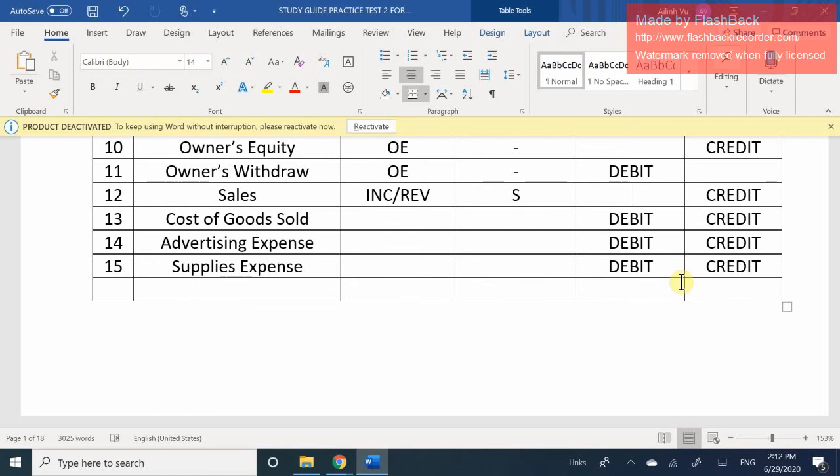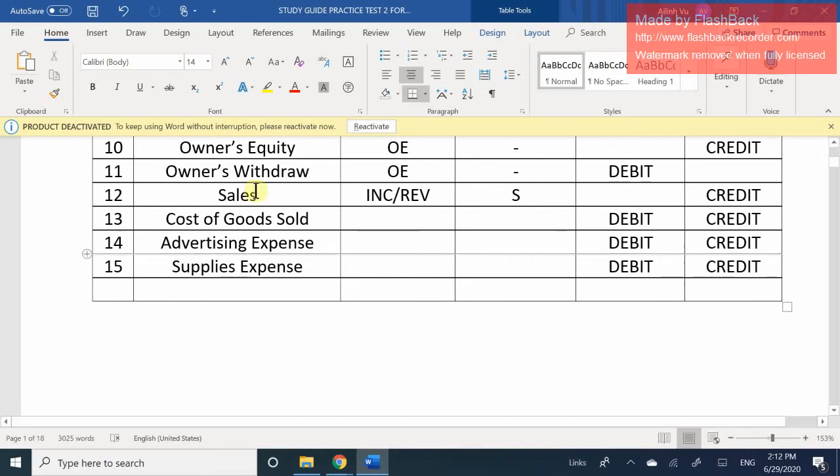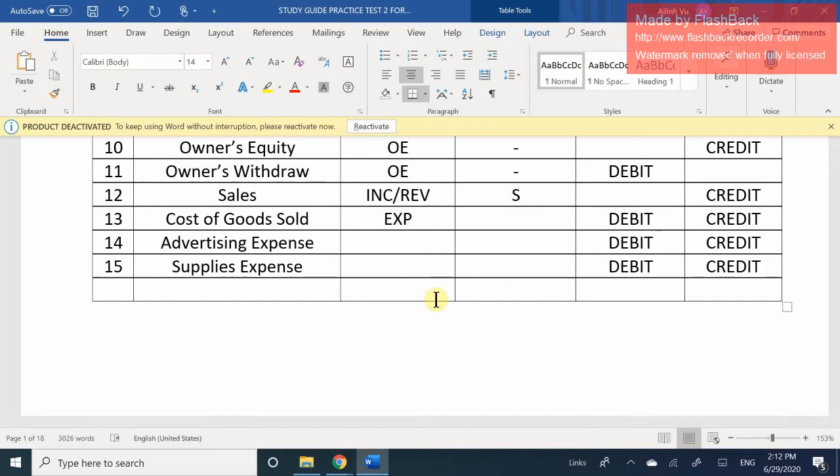What is cost of goods sold? It's an expense. It is an expense. Good. And its category is cost of goods sold. Yep. Pretty straightforward. And it's credit. I mean, no, that's a debit, isn't it? That's a debit. Expenses, debit balance. Correct.